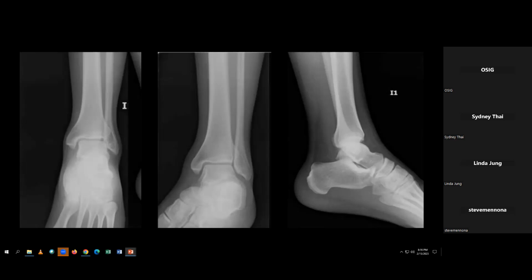And then if all 3 are broken, you say trimalleolar fracture. That just gives us an idea, when we're communicating with each other, of what sides we're going to need to work on. If the posterior malleolus is really big, then that affects how we're going to be positioning the patient when we're doing the procedure. Because oftentimes the posterior malleolus is so small that we don't even surgically address it.